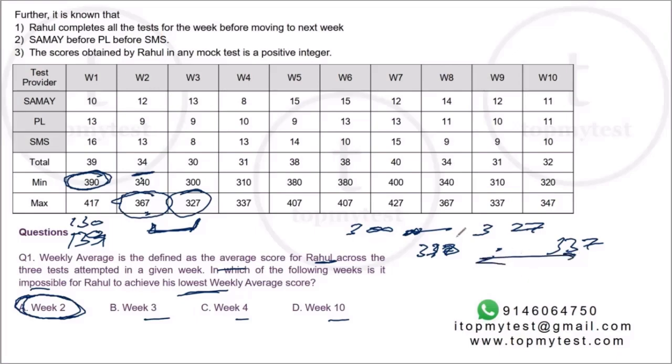But it is also possible that week 3 is 327 and week 4 is 328. It is also possible because the score is in this range. So because there's an overlap, you cannot be sure that week 3 is lower than week 4 or week 4 is lower than week 3. But we know that week 2 is definitely going to be higher than week 3 and therefore cannot be the lowest overall. So again, it does not require much work after this particular part. Okay, it's the understanding which is more important.